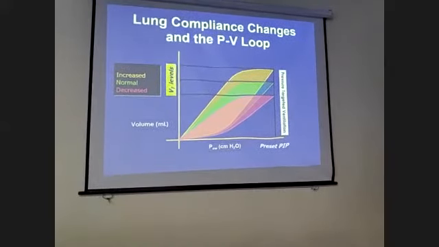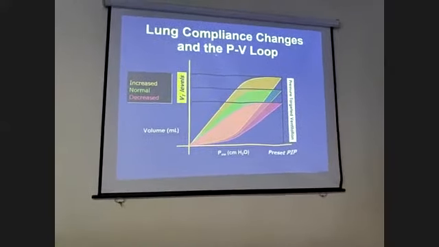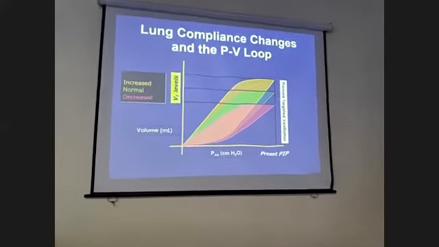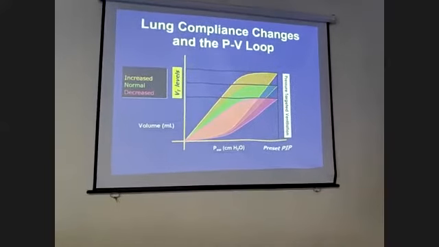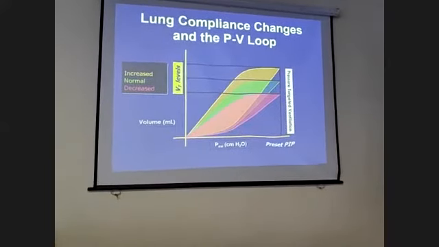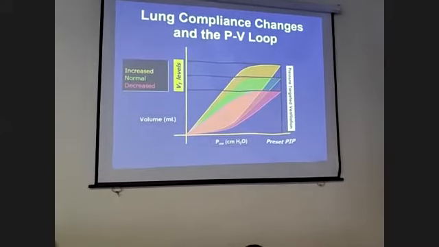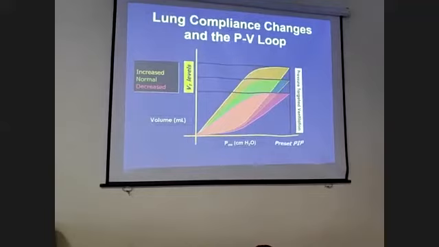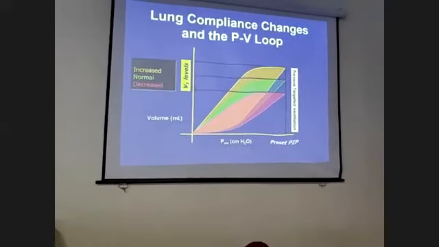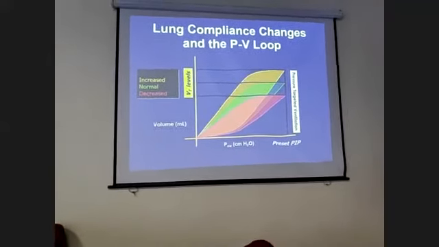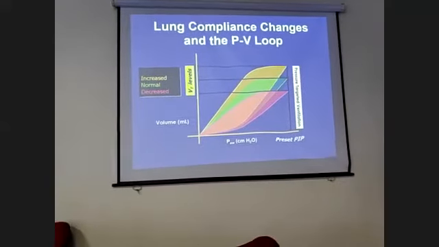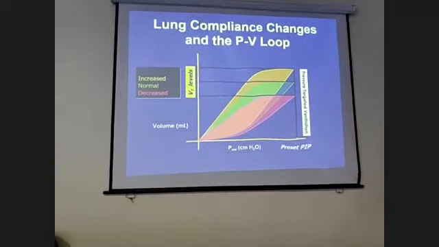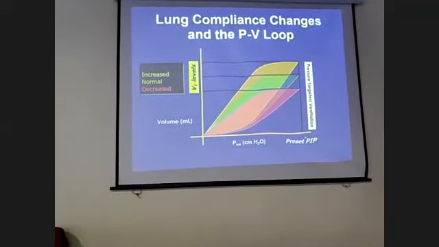Now, this is lung compliance changes and the pressure volume loop. So, suppose a patient has been put on pressure targeted ventilation. That means pressure controlled ventilation. And pressure control means you have the right to set the highest pressure to which the ventilator can give its breath. So suppose you have set a peak inspiratory pressure of 20. So it will come here. This is the line which you have drawn, the peak inspiratory pressure of 20.